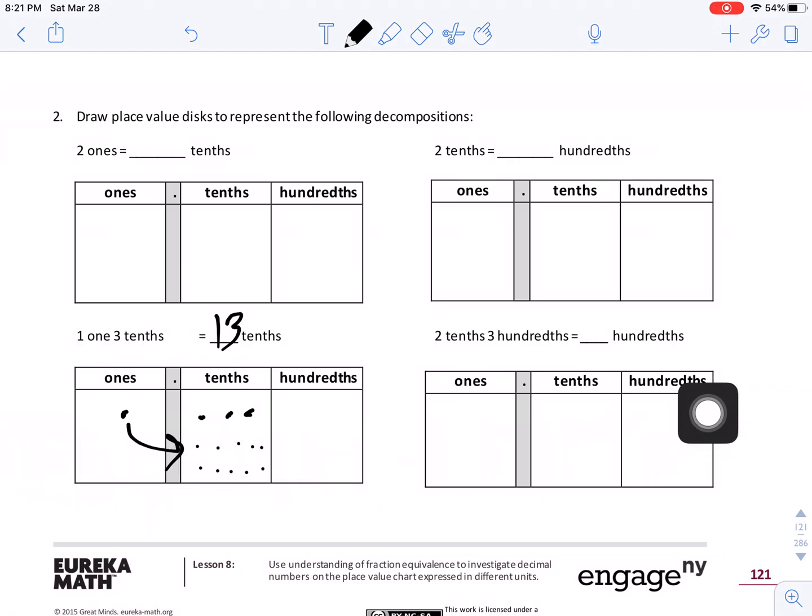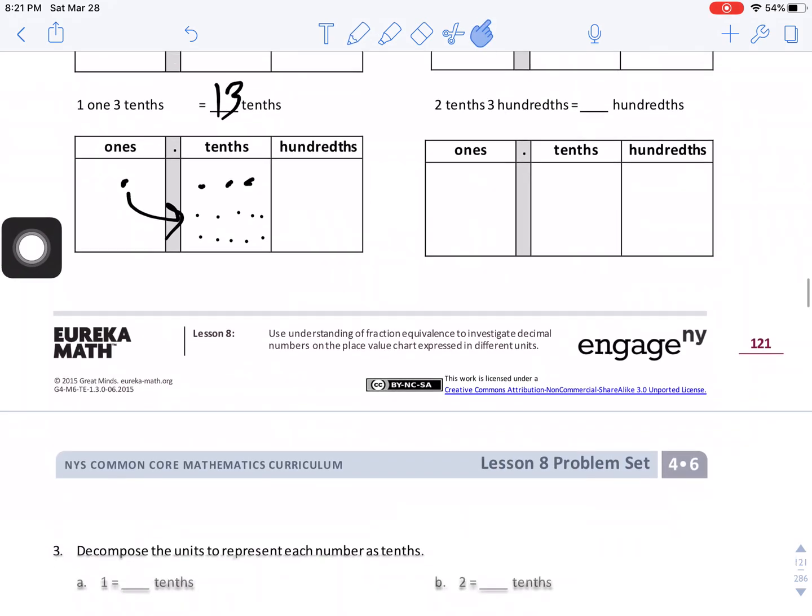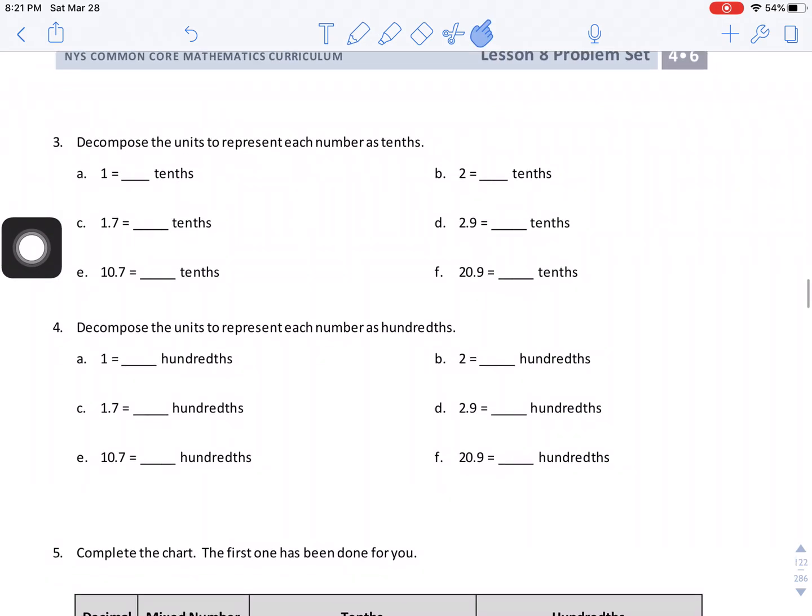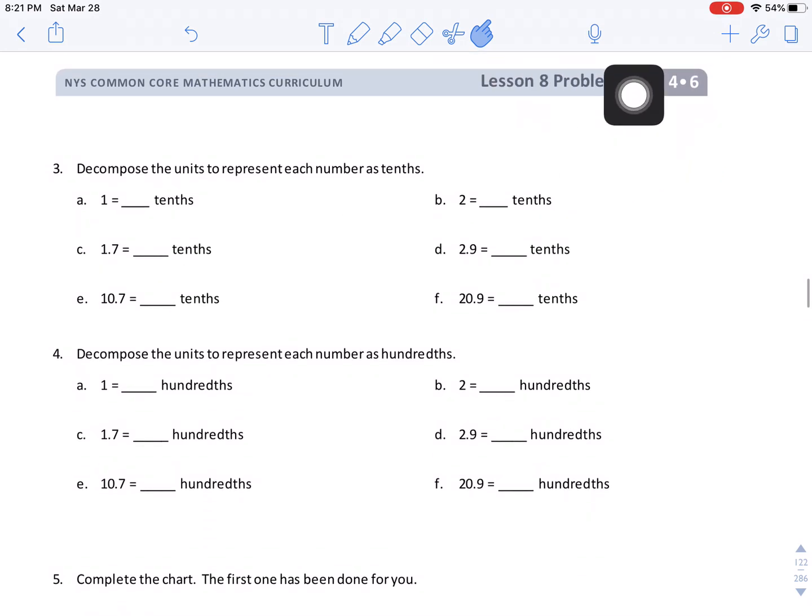Here you're trying to do them into hundredths. So you would draw your 2 tenths, your 3 hundredths, and regroup them into hundredths. If you go to the second page, notice this is your problem set, so it's different than your homework, but looks the exact same. Now that you have a little practice in the front, what is 1 as tenths?